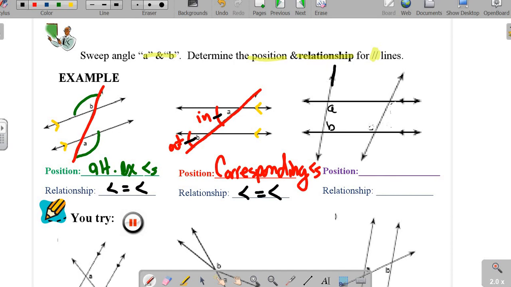Ready? These two angles, I'd like you to sweep them. And we are dealing with parallel lines. These angles are consecutive interior. They're between the lines, but on the same side. So that would be considered consecutive interior angles, also known as same side interior. And what is their relationship when lines are parallel? This is angle plus angle equals 180. They are supplementary.